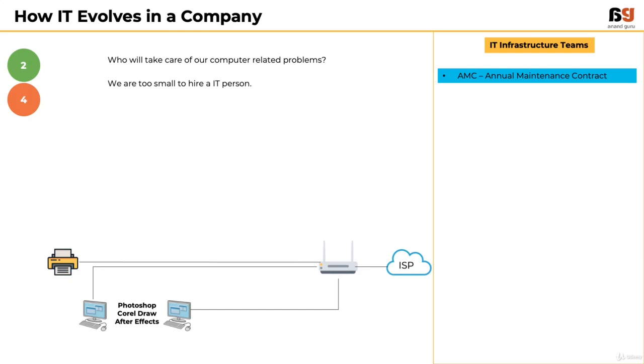There will be some time limits set to resolve the issues that we might encounter. Like all software related issues will be fixed within 24 hours and hardware issues will be fixed within 3 days. We call this a Service Level Agreement, SLA. For this service, the vendor will charge us around $10,000 annually.